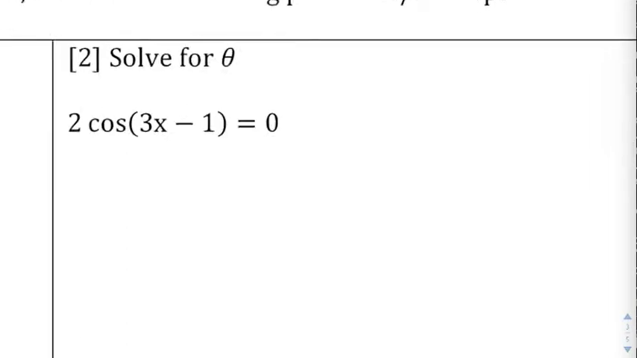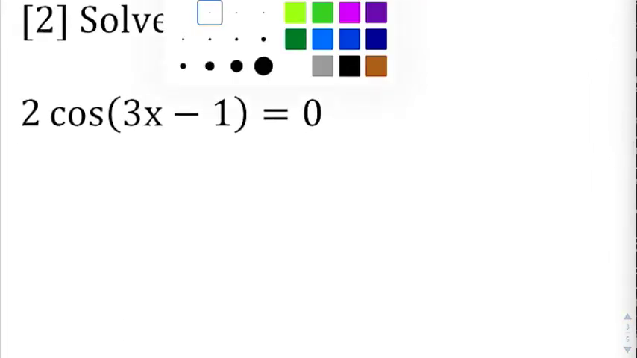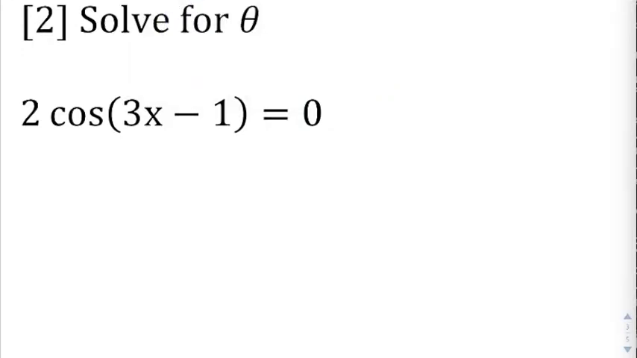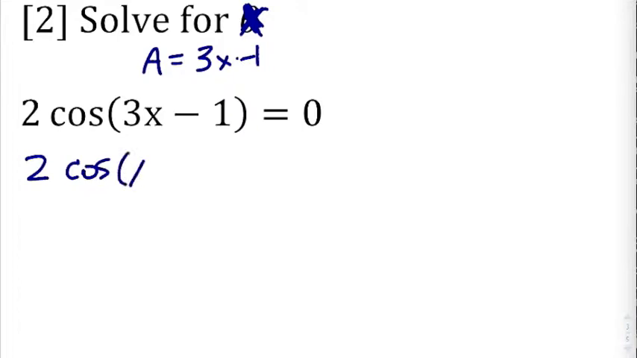So here we have, again, a solve for theta problem. Before we think about doing any substitution, I'm sorry, this should be solve for x. Let's say there's a typo there. It should be solve for x. We don't have just x anymore. We have 3x minus 1. So I don't know if a substitution of cosine would make a lot of sense here. But to make things maybe less messy, I'm going to do a quick substitution and just call a 3x minus 1. And so what we're really trying to solve is 2 cosine of a equals 0.